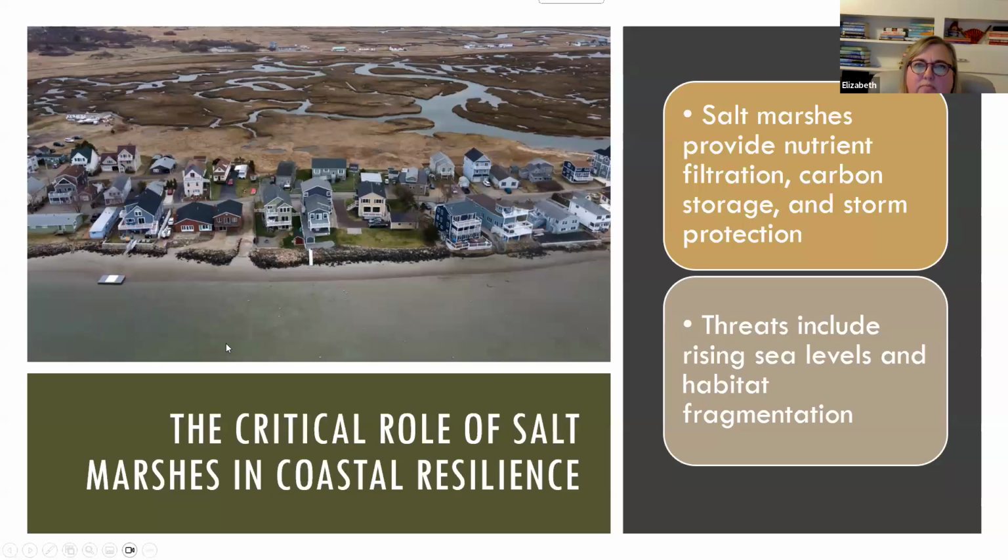So salt marshes are extremely important because they protect from storm surges. They're important for carbon storage, nutrient filtration, but right now they're under threat from sea level rise and habitat fragmentation. And this is one of the towns in southern New Hampshire where you can see it's right up against the salt marsh. And then on the other side, you've got more urbanization.